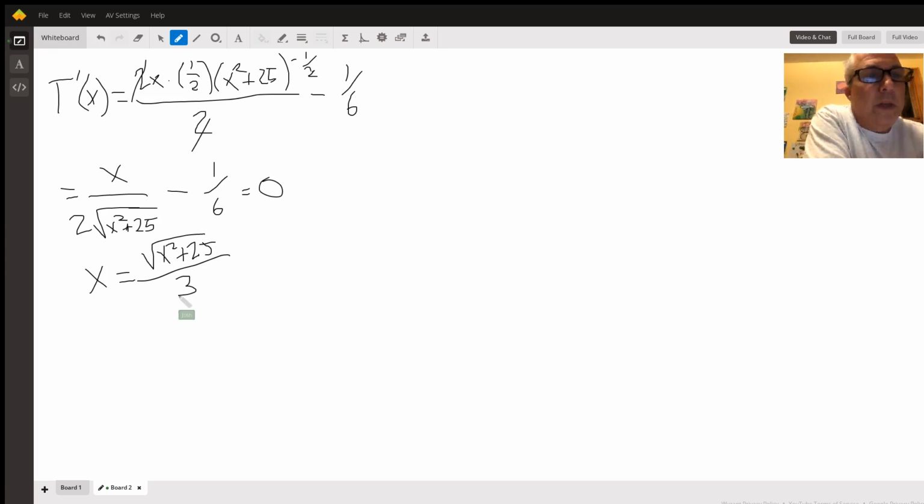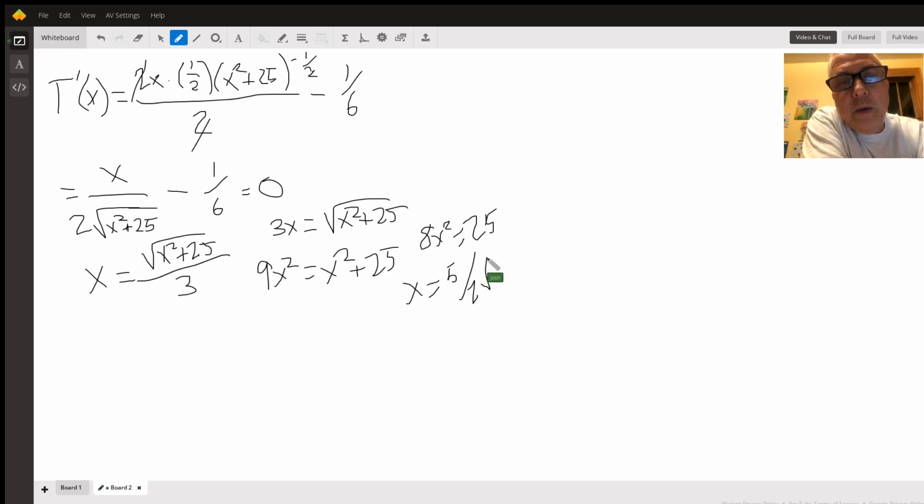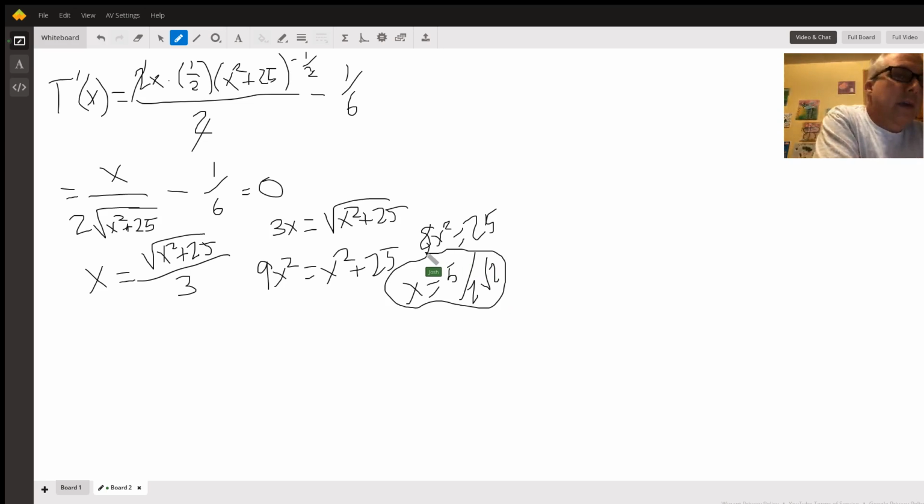We can multiply both sides by 3. We get 3x equals square root of x squared plus 25. We're going to square both sides. 9x squared equals x squared plus 25. Subtract x squared, we get 8x squared equals 25. Divide by 8 and take a square root, we'll get x equals 5 over 2 rad 2, which is the magic distance that he has to aim for away from point A to minimize the time it takes him to travel.